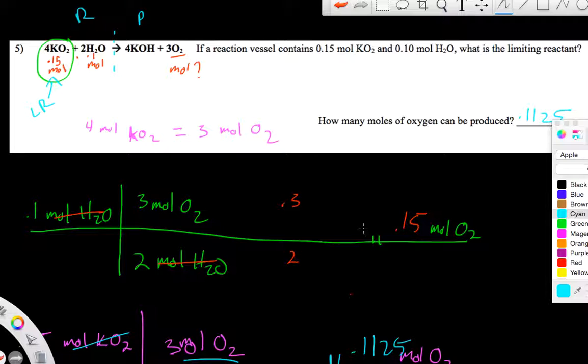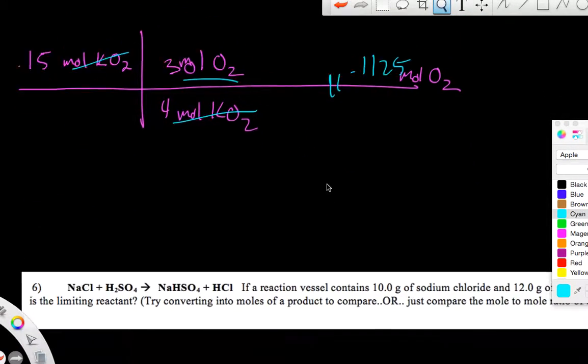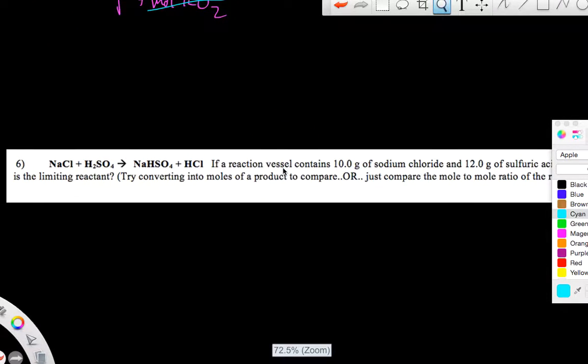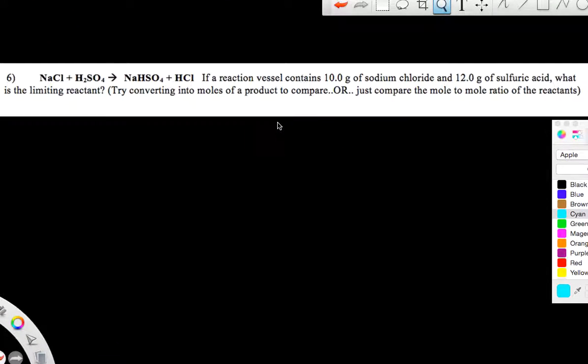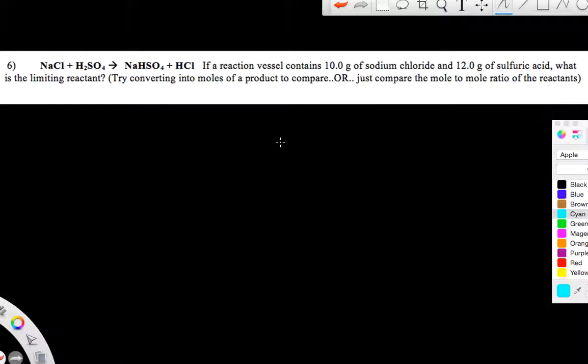So it's a lot of steps, but it's not too bad. Let's try another one. This one's a little harder. And the only difference in this one is we have to convert from grams to moles first. So it's really not that bad, but we'll try this one.